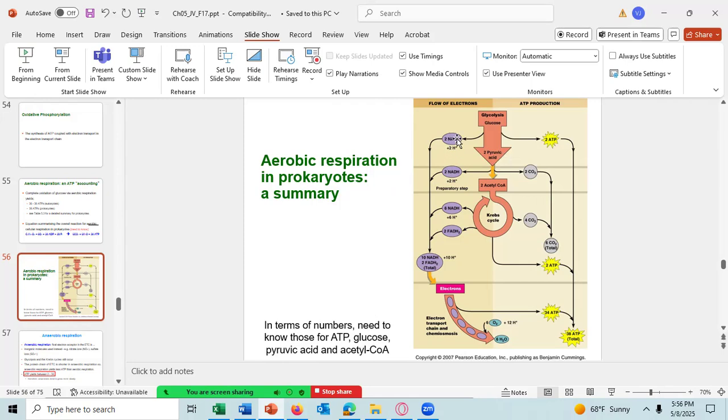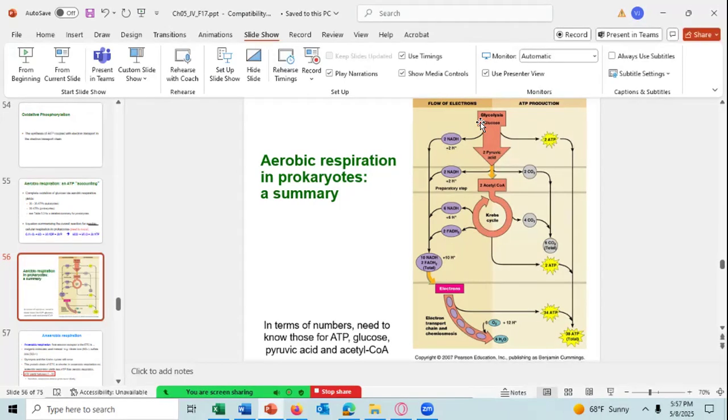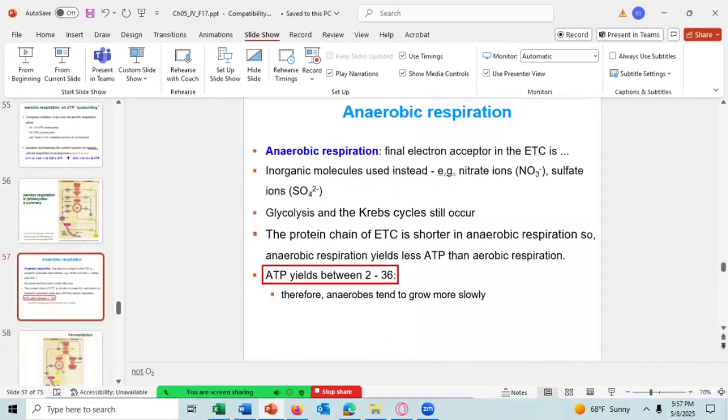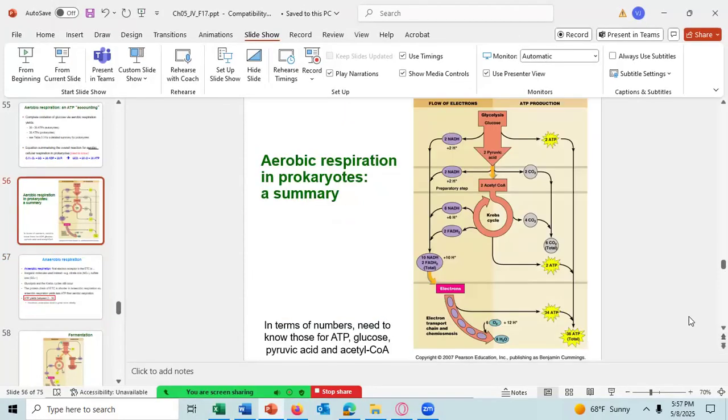I don't think I ever asked you about the NADH, but you probably should know NADH as well. And then you should know that when you burn glucose, you will get 6 carbon dioxide molecules made because glucose is a 6-carbon molecule. Carbon dioxide is a 1-carbon molecule, and all of the carbons in glucose are oxidized into CO2. All right, any questions about aerobic respiration?